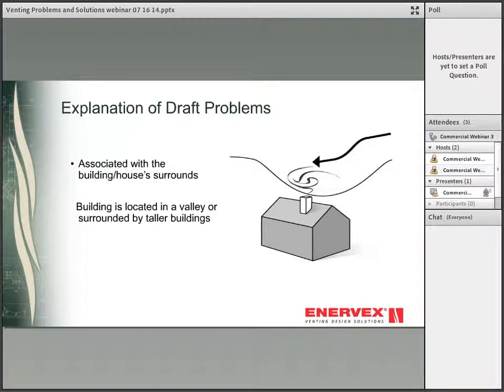A building in a valley can find itself in a low pressure area called an inversion, which can adversely affect the draft. Inversions are common in hilly or mountainous areas. A building surrounded by taller buildings can experience similar problems. Your only solution here is to install a mechanical draft system.